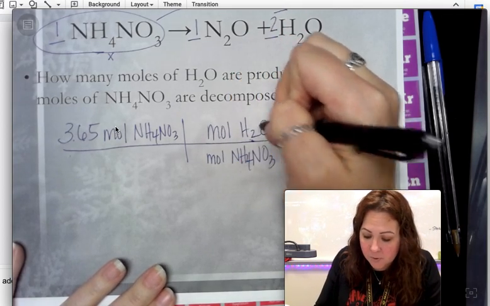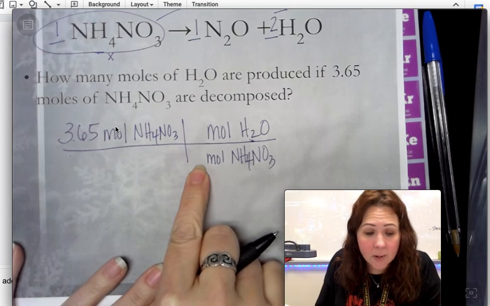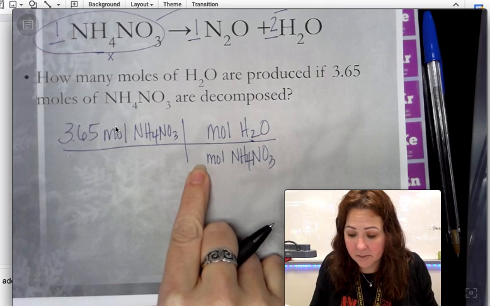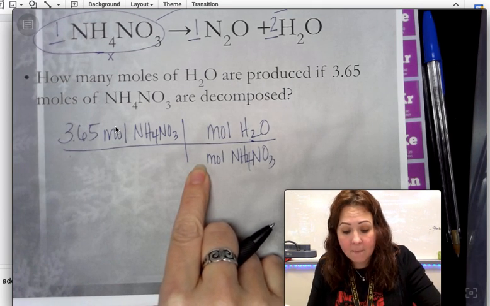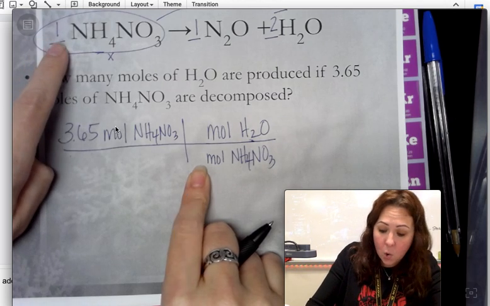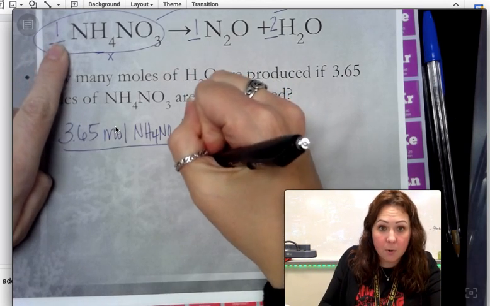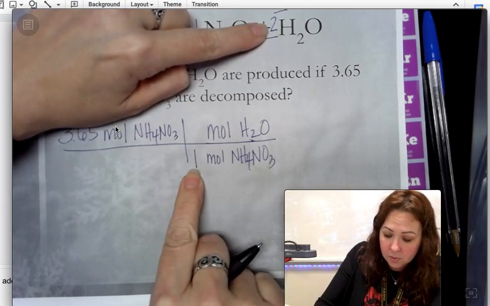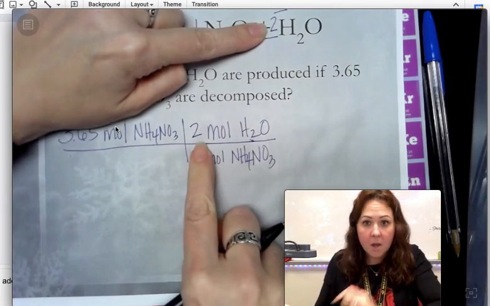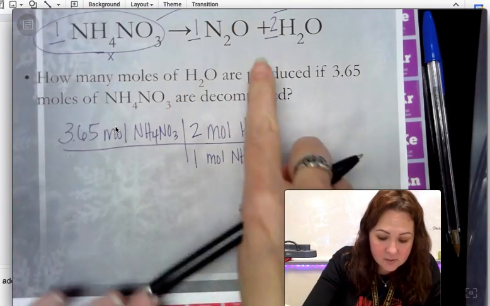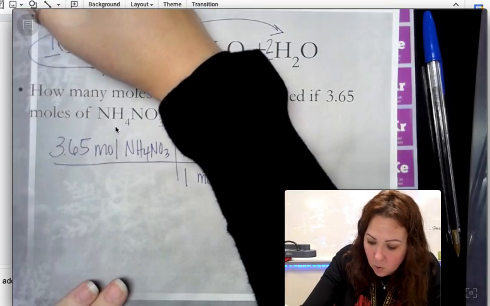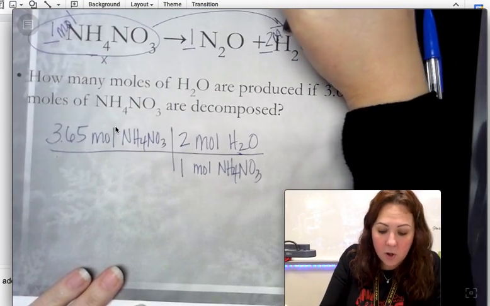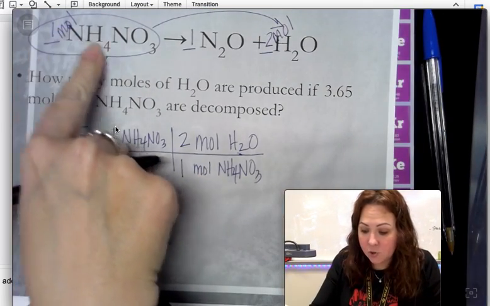The numbers that I use for that mole-to-mole ratio, remember, come from your balanced reaction. So in my balanced reaction, it says for every 1 mole of ammonium nitrate, I have 2 moles of water. The way that you read this, you can squeeze in the word mole right here. For every 1 mole of ammonium nitrate, I have 2 moles of water.